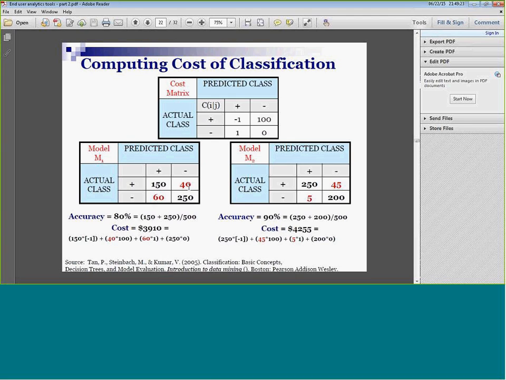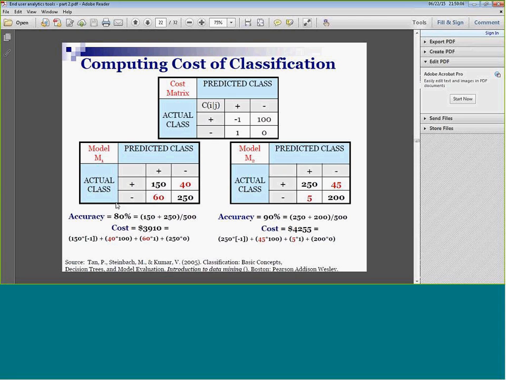And here's how it came out when I ran each of the models against the same test set. Okay, model 1 got 150 true positives. It also got 40 false positives. Got 60 false negatives and 250 true negatives. So again, the black numbers are correct. The red numbers are wrong. Model 2, 250 correct positives. 45, it predicted negative when they really were positive. Remember, this is the actual, the rows. And same thing, 200, great, doing great on predicting the negatives. Only 5 did it predict positive that were negative.